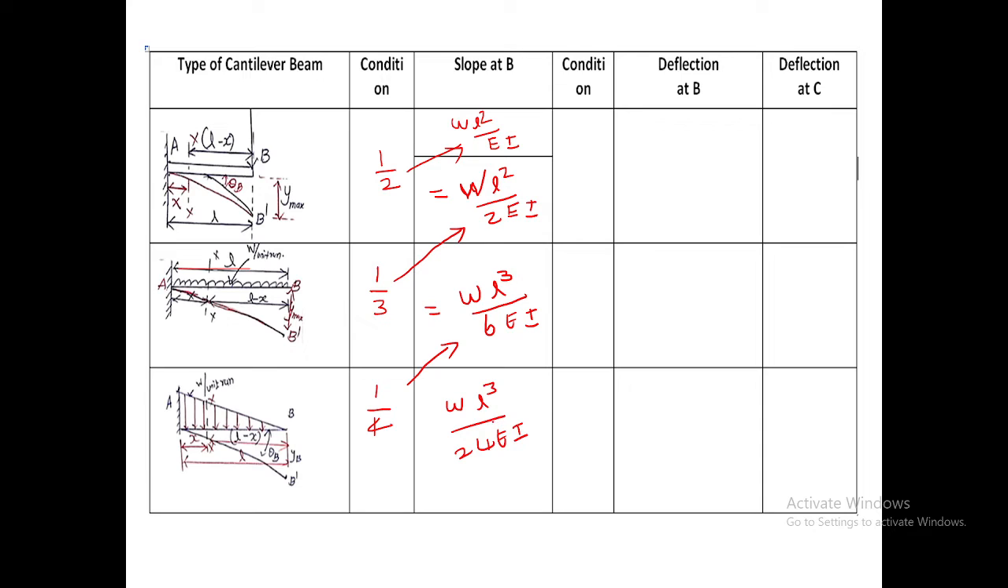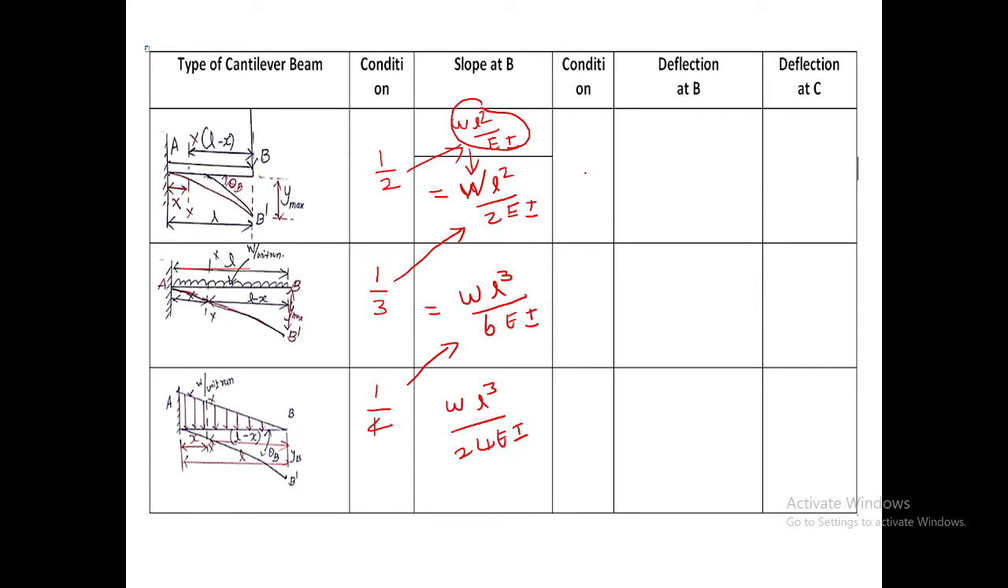Okay, this is simple. Initially you want to memorize only W L square divided by E I. So multiply 1 by 2 with this one, so W L square divided by 2 E I. Next, 1 by 3 is multiplied with W L square divided by 2 E I, giving W L cube divided by 6 E I. Multiply with 1 by 4, and the answer is W L cube divided by 24 E I at slope B. The slope at A is 0, since it is the fixed point.